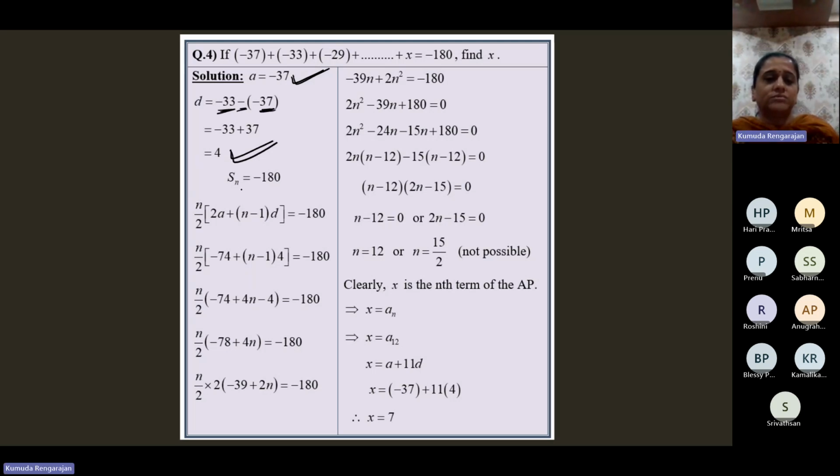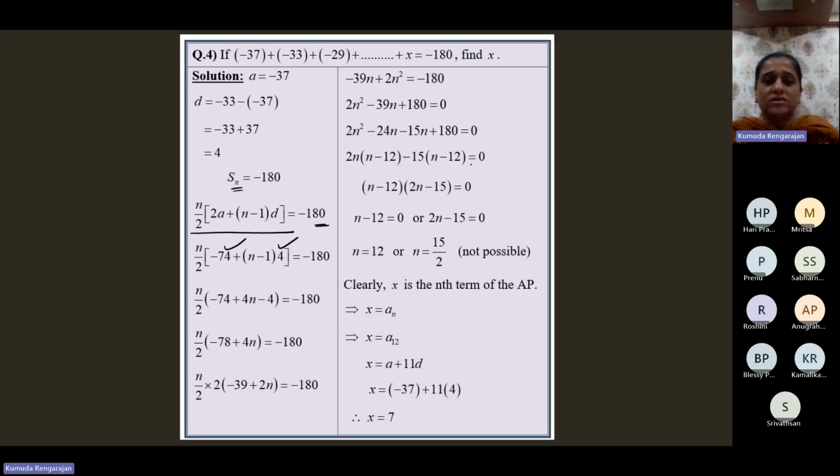So d is 4. The sum of all these terms, we don't know how many terms. So Sn is equal to minus 180. This is the equation. So now work on this equation. Sn is n by 2 (2a plus (n minus 1) into d) equals minus 180. You know the values of a and d. Substitute. We don't know the value of n. That's what we are going to find by solving this equation.